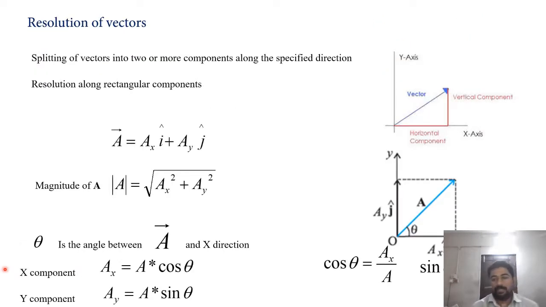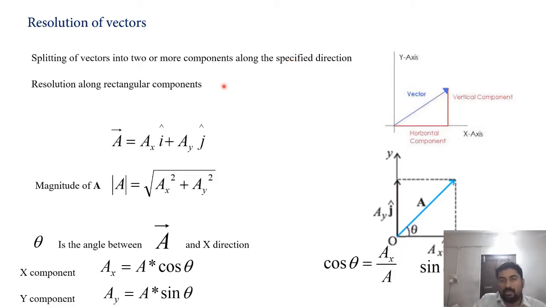So next one is resolution of vector. How can we resolve a vector? This is another important point you have to know. This will be particularly used for calculations. For 2 dimensions and 3 dimensions, you can use this calculation by resolution of vector. What is meant by resolution of vector? Splitting of a vector into 2 or more components along specified directions. You have to note, splitting of vectors into 2 or more components along specified directions is called resolution.